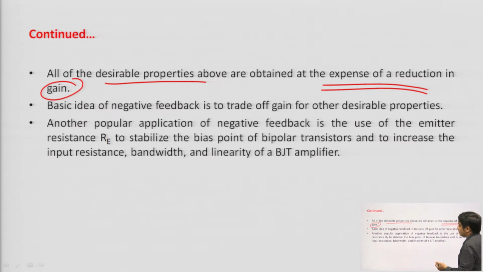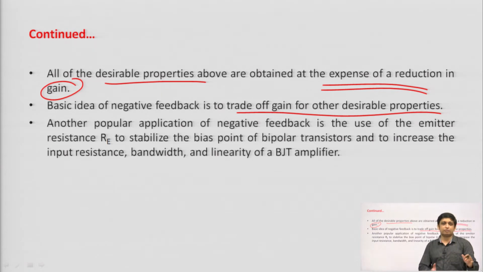So, the basic idea of negative feedback is to trade off gain for other desirable properties. We need to specify how much gain we want from the amplifier, and to achieve that gain we set other parameters. Obviously, the gain is reduced, but we have to be specific about how much gain we require.